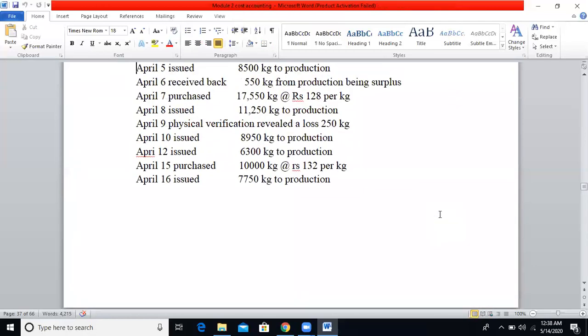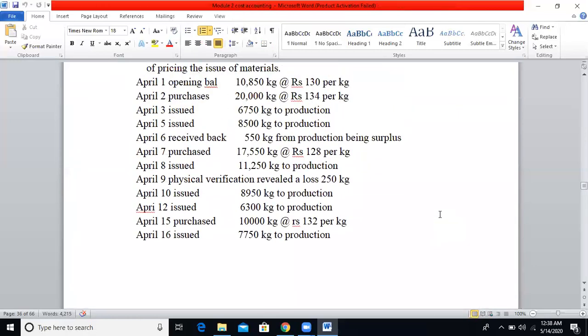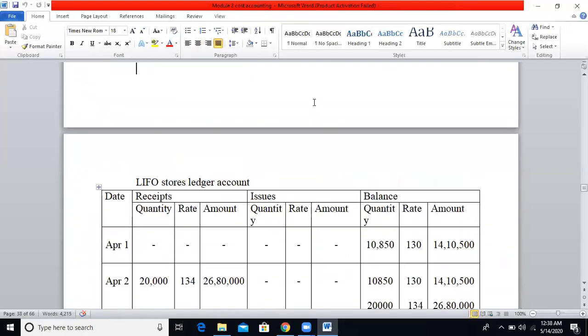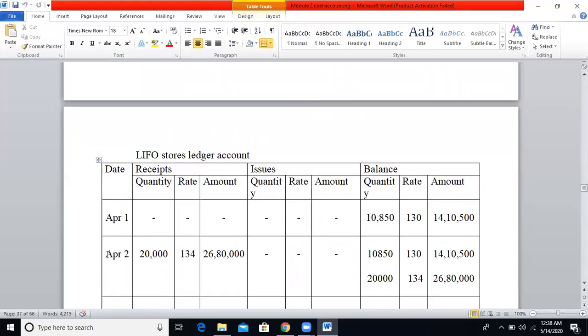The next transaction is April 2nd, purchases of 20,000 kg at rupees 134 per kg. Purchases will be considered as receipts, so it will be recorded in the receipts column. April 2nd is the date. We are purchasing the quantity of 20,000. The rate will be 134. If you multiply 20,000 into 134, you will get 26 lakh 80,000.